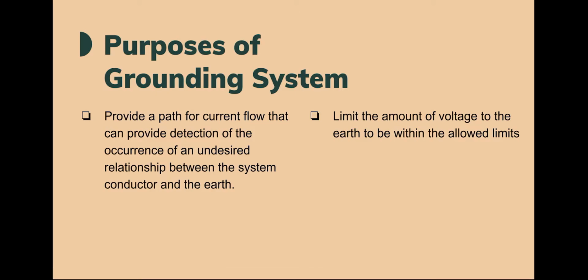The purposes of a grounding system, there are two. The first one is to provide a path for a current flow that can provide detection of the occurrence of an undesired relationship between the system conductor and the earth. The second one is to limit the amount of voltage to the earth to be within the allowed limits.